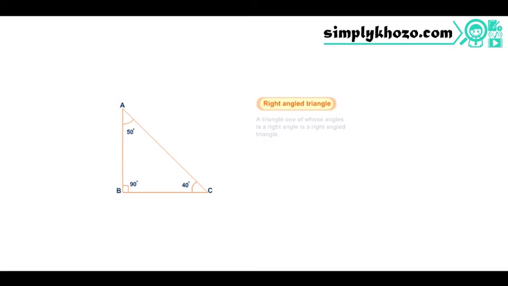Right-angled triangle. If one of the angles of a triangle is a right angle, then the triangle is a right-angled triangle. For example, in triangle ABC, angle B is equal to 90 degrees. Therefore, it's a right-angled triangle.